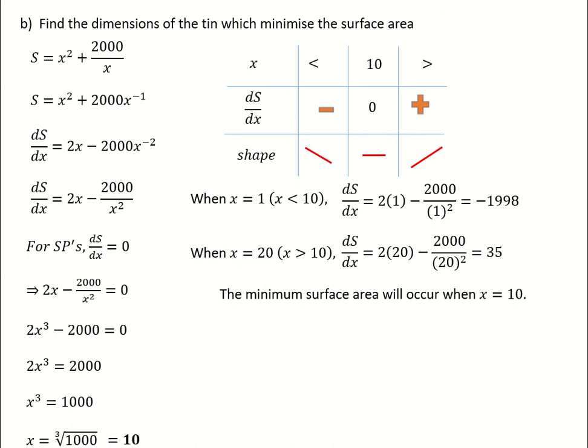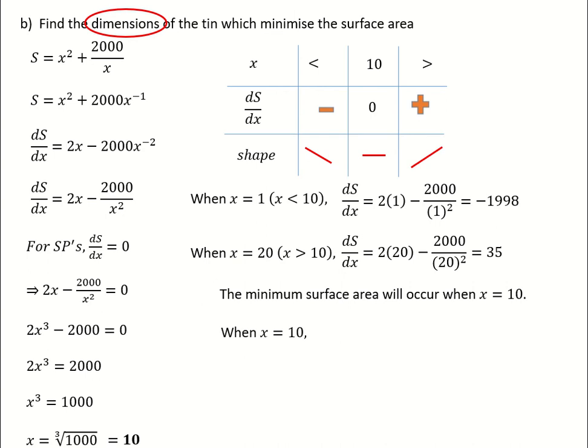Right, lots of work. You think you're finished, but you are not. Read the question. When you think you're finished, go back and read the question. This says find the dimensions of the tin which minimize the surface area. If it's the dimensions, then I need my value of x, I need my value of x, and I need my value of h. You will not get full marks unless you answer the question. Yes, it's true, x is 10, but there's a third dimension there. We need to find out what h is.